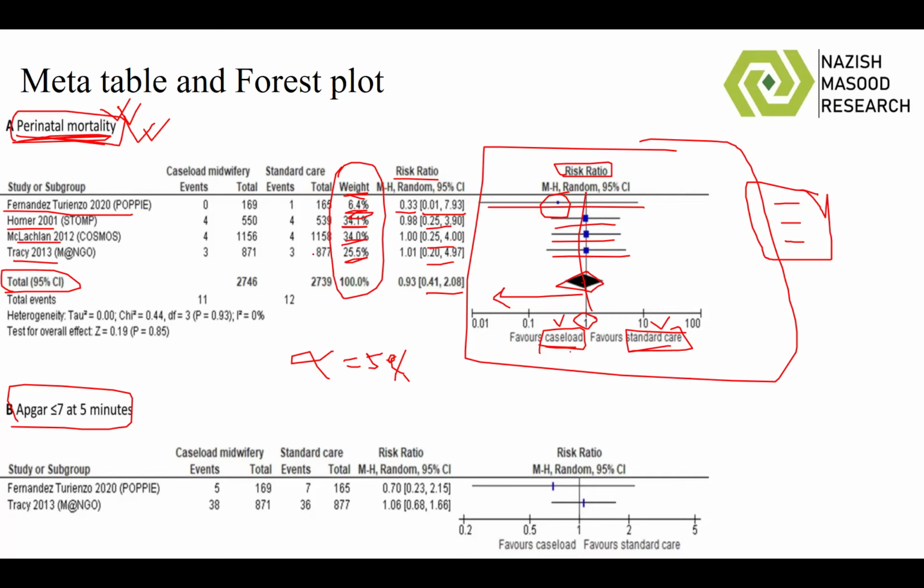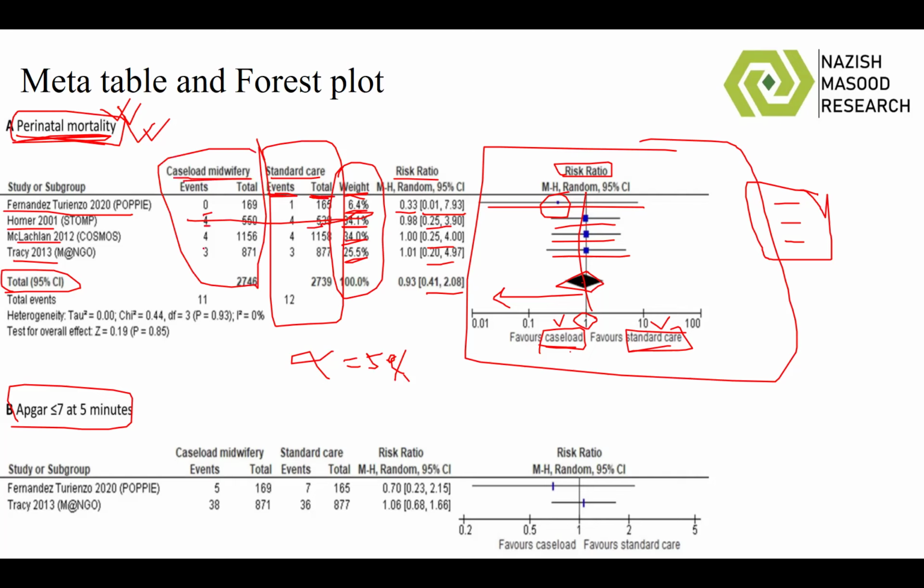Now, why is it that some studies have a higher weight compared to other studies? It is basically because of the sample sizes. You look at these sample sizes. So you can divide it into this represents the standard care, the total events of perinatal mortality that happened in the people who are receiving standard care, of the total people who received standard care, compared to the perinatal mortality that happened to people who are receiving caseload midwifery.